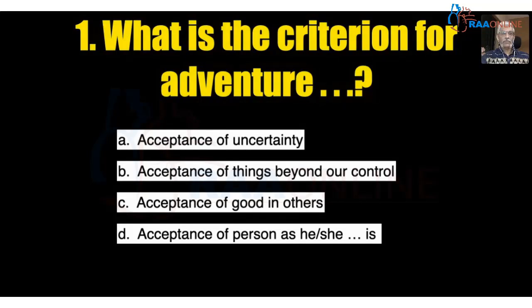Okay, the first poll has ended. 65% have said acceptance of uncertainty. 22% have said acceptance of things beyond our control. 5% have said acceptance of good in others. And 6% have said acceptance of person as he or she is. Super. Let us go to the second one.